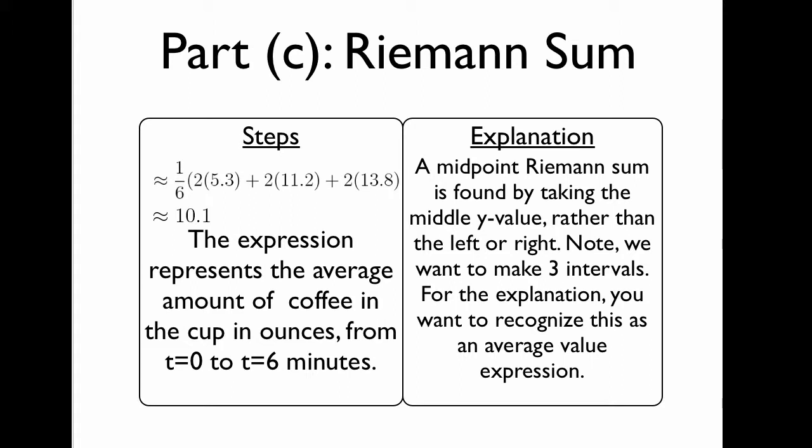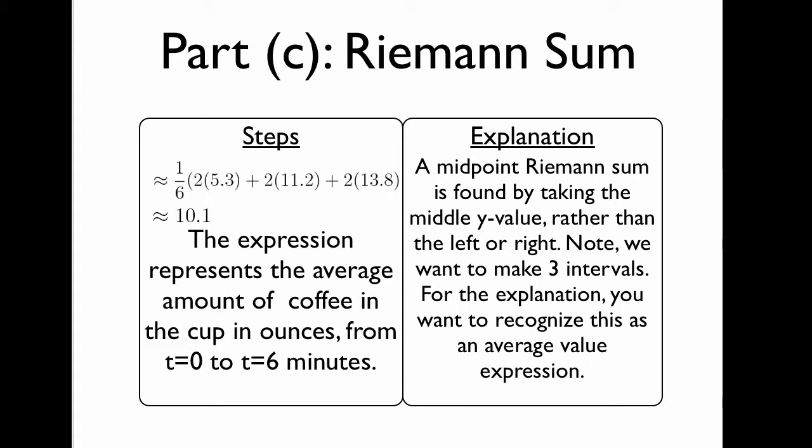Finally, they asked us to explain that integral. I want to say it's the average value, but I want to explain it in context. So it's the average y value. What are my y's? Those are C of t, or ounces here. So I say the expression represents the average amount of coffee in the cup in ounces from t equals 0 to t equals 6 minutes.